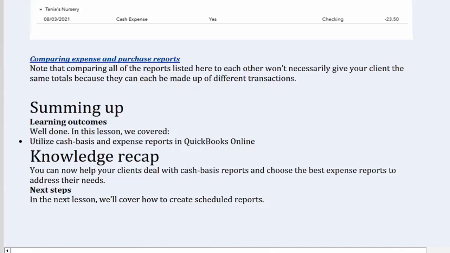Comparing expense and purchase reports. Note that comparing all of the reports listed here to each other won't necessarily give your client the same totals because they can each be made up of different transactions.